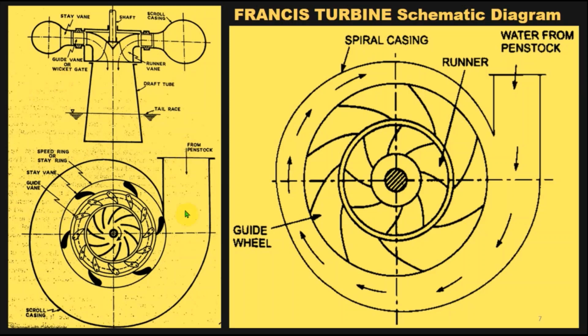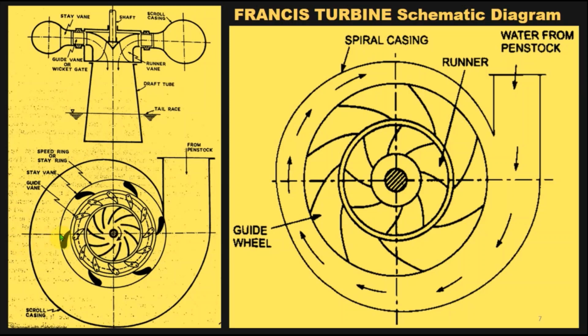All the components we have discussed so far are available in this two-dimensional schematic diagram of a Francis turbine. This is the top view and this one is the front view. In both views, the sectional details are available. Here is the scroll casing or volute casing, here we have the stay vanes, and inside that we have a wheel fitted with the guide vanes, and inside this guide vane wheel we have the runner.